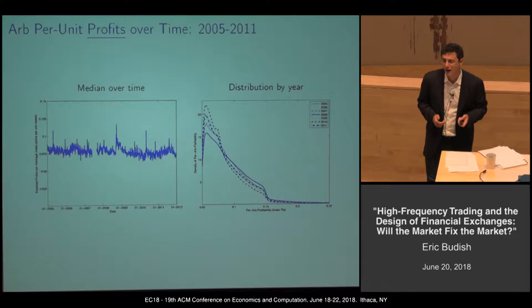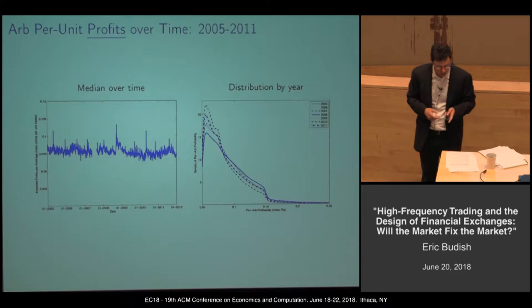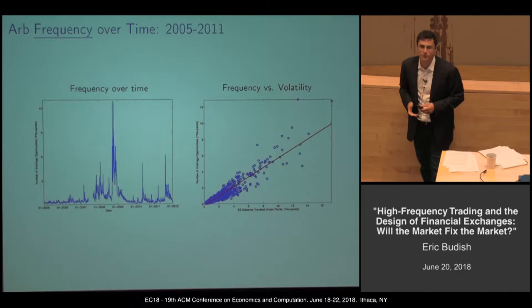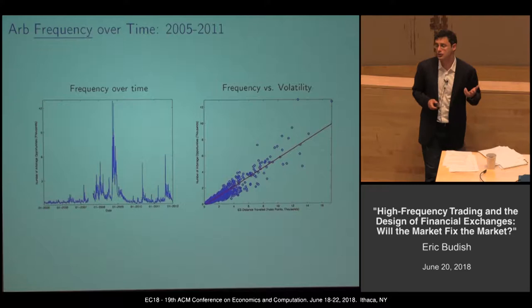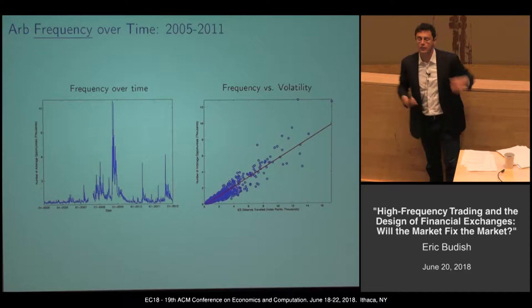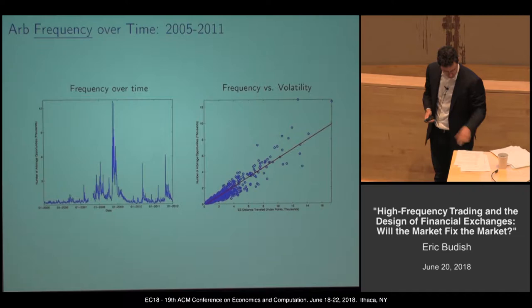The profits per arbitrage opportunity, on the other hand, are pretty stable over time. You see a slight uptick during the financial crisis, but otherwise, reasonably stable per arbitrage opportunity. The frequency of arbitrage opportunities does fluctuate meaningfully over time, but this variation is mostly driven by changes in market volatility, which, if you think about it, makes sense. The more markets are jumping around, the more mispricings there are, the more arbitrage opportunities there are to take advantage of. And this figure is a complementary way of thinking about the same phenomenon.